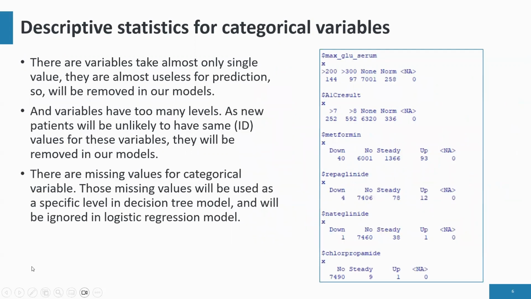The descriptive statistics for categorical variables: some variables take almost only single values and are useless for prediction, so we have removed them from our models, and new patients will be unlikely to have the same values. Missing values will be treated as a specific level in the decision tree model and will be ignored in the logistic regression model.